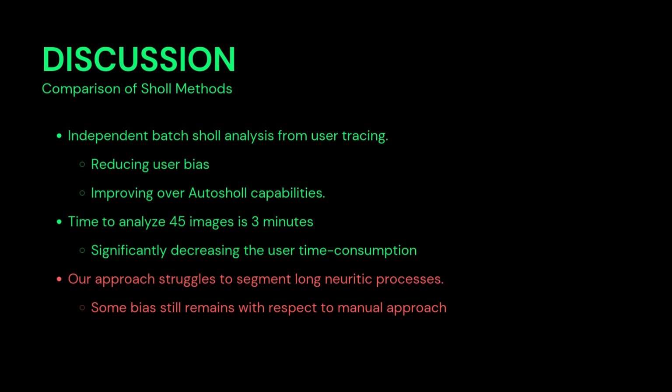So our approach, all in all, manages to perform independent batch Sholl analysis without user training, significantly reducing the user bias and improving over AutoSholl, which still requires the user to segment the neurons. Now, our approach efficiently analyzes the data, and this is probably the key advantage, analyzing 45 images in about 3 minutes, significantly reducing the user time consumption and avoiding user tracing.